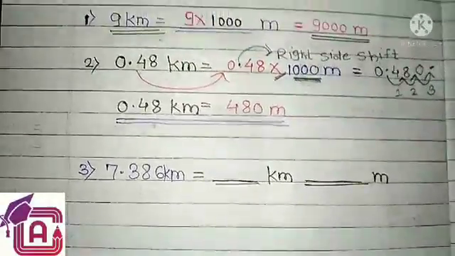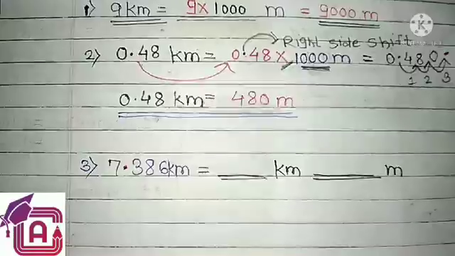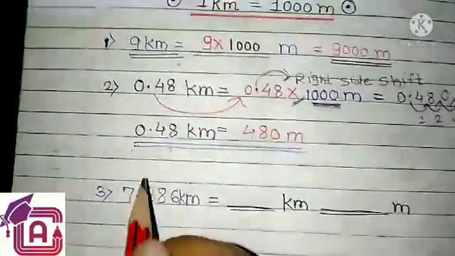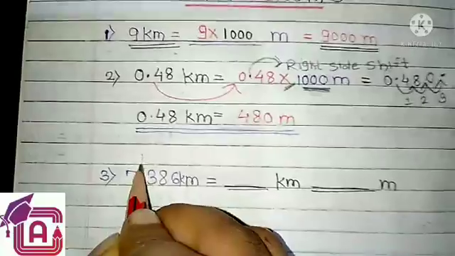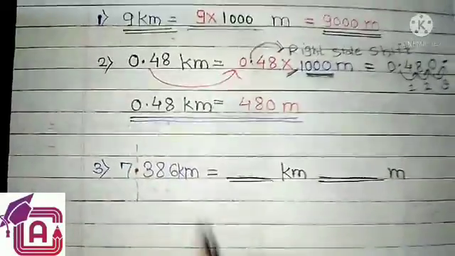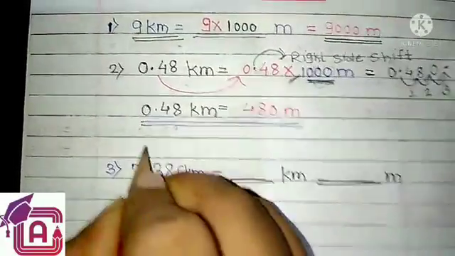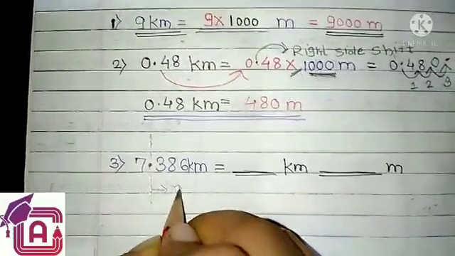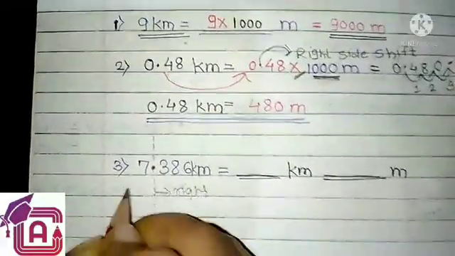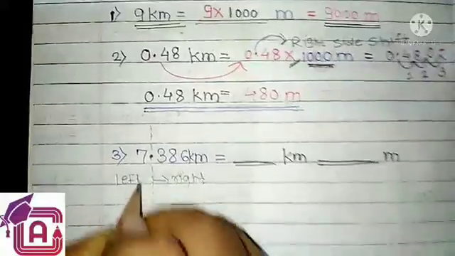It's very simple. This is the decimal point, and at that decimal point we have to divide our number. So now I am dividing this, and this is the right side and this is the left side.